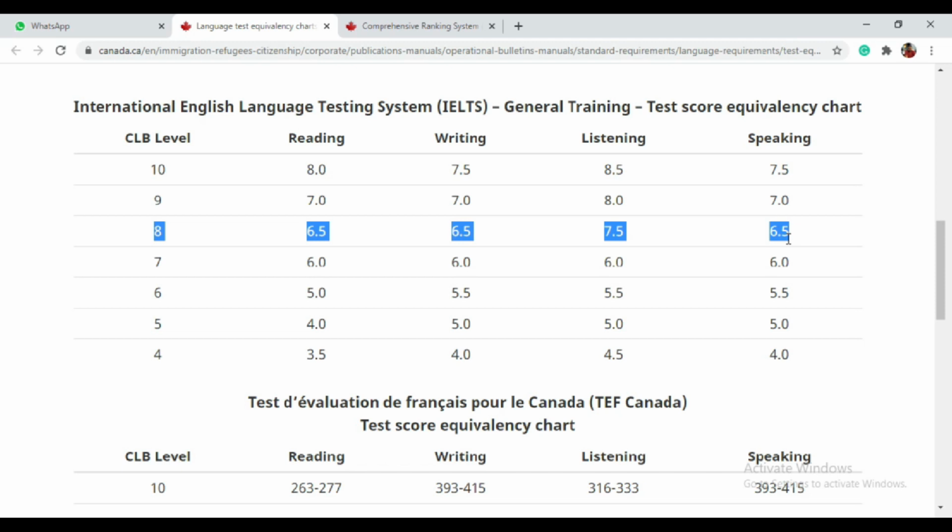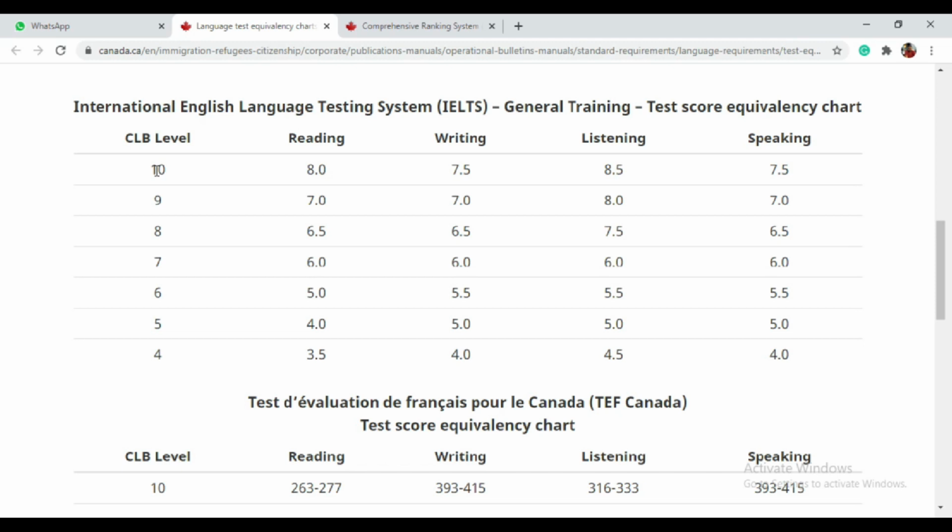But if you are applying for Saskatchewan, then CLB level 8 is all they need. They don't need a CLB level 9 or 10. All they need is CLB level 8. So if you have CLB level 10 for SINP Saskatchewan, you will be given the same points as CLB level 8. And in the case of Prince Edward Island, they will give you the same points for CLB level 10 and 9. If you score CLB level 10 and another person scores CLB level 9, it will be the same in terms of Prince Edward Island.